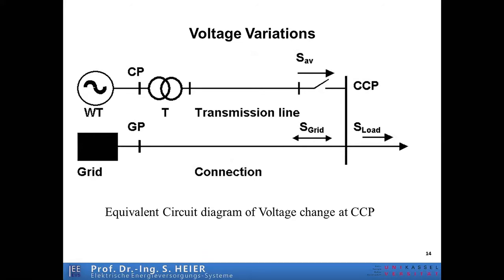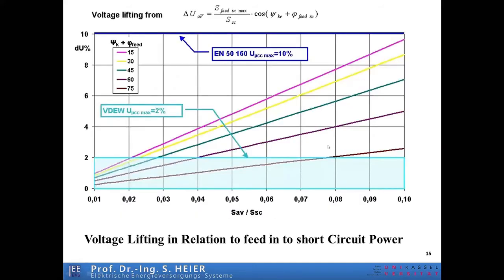Next step will be the voltage variation. When we have our grid and we have a load, and now we integrate a wind turbine, and let us say the load will be fed by the wind turbine, fully or half, then we get an increasing voltage here. But this is not the only factor. It is also dependent on the feeding-in angle. It means that we can feed in at a special angle.